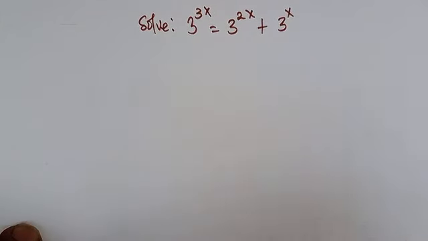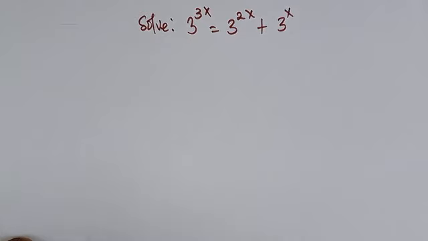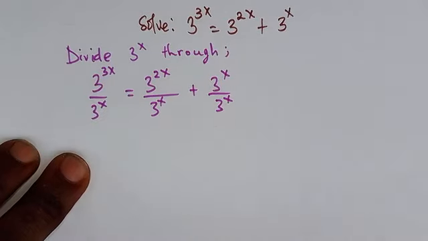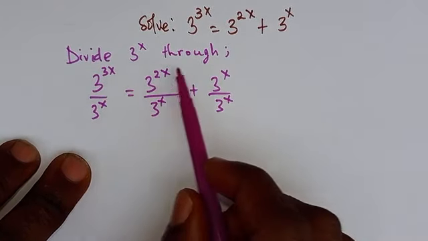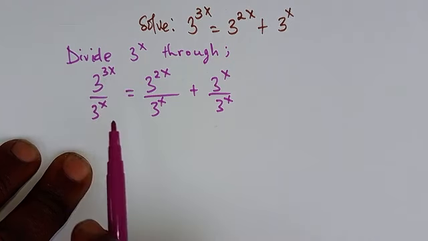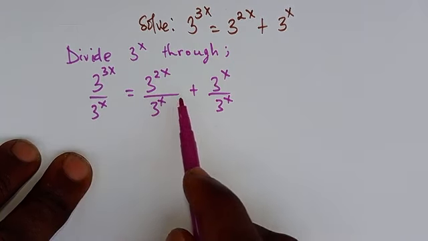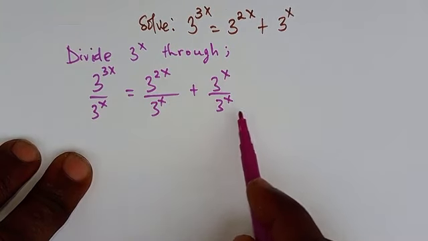So now from here, permit me to divide through by 3 to power x, and this is what I'm going to have. If we divide through by 3 to power x in this equation, we are going to have 3 to power 3x divided by 3 to power x equals 3 to power 2x divided by 3 to power x plus 3 to power x divided by 3 to power x.